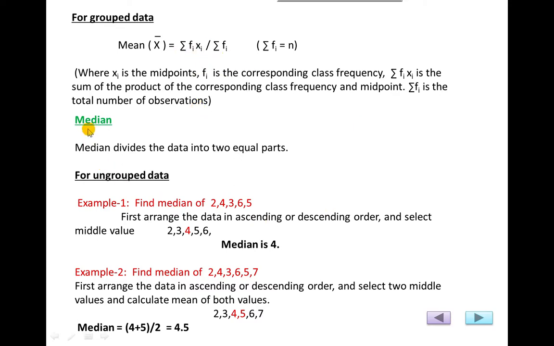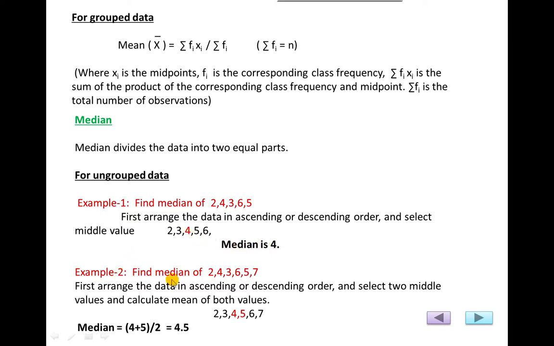Now the second method, median. Median divides the data into two equal parts. This is the definition of the median. For ungrouped data, for example, find the median of this data. There are 5 observations. First we arrange the data in ascending or descending order and select the middle value. In ascending order, first write 2, 3, 4, 5, 6 and then select the middle value, the center value. So the median is 4.